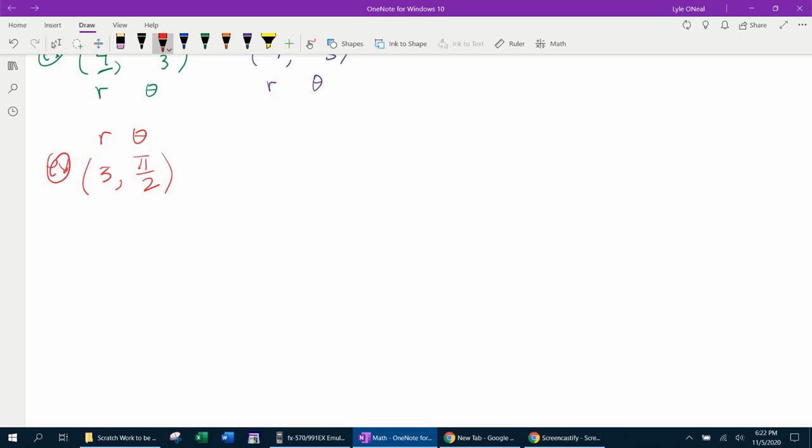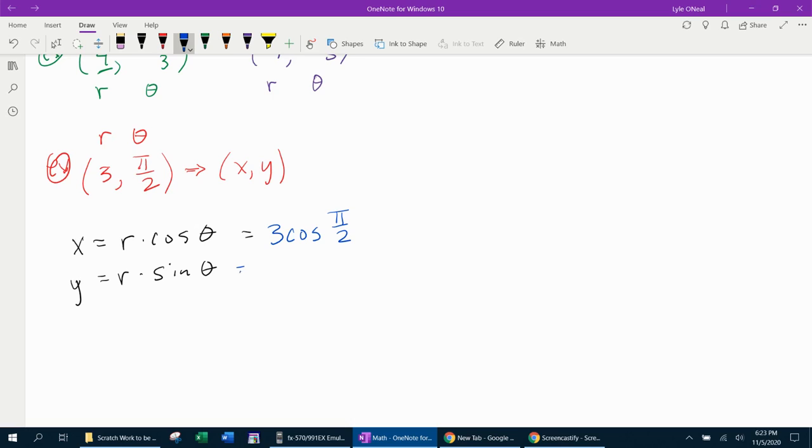So here they give us an r and a theta. What they want is an x and a y. And that means we're going to need to use the formulas indicated above. So if you made a note of those formulas while I had them displayed, x is r cosine theta, and y is r sine theta. And so if I do a little plug and play, x is going to be 3 cosine pi over 2, and y is going to be 3 sine pi over 2.